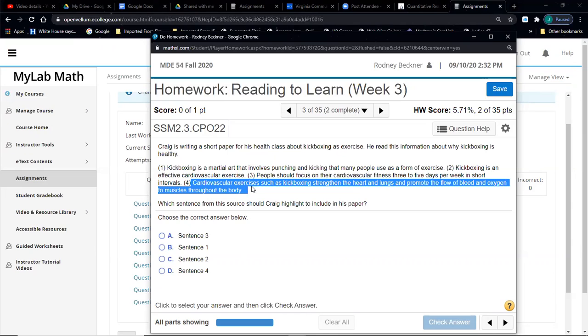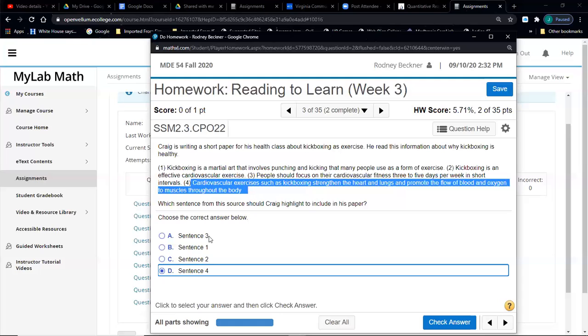So let's see. Someone says D, which is sentence four, and they're even jerks, and it doesn't go 1, 2, 3 if you're rushing. It goes 3, 1, 2 here. I bet if I did it wrong enough, it would resort it.